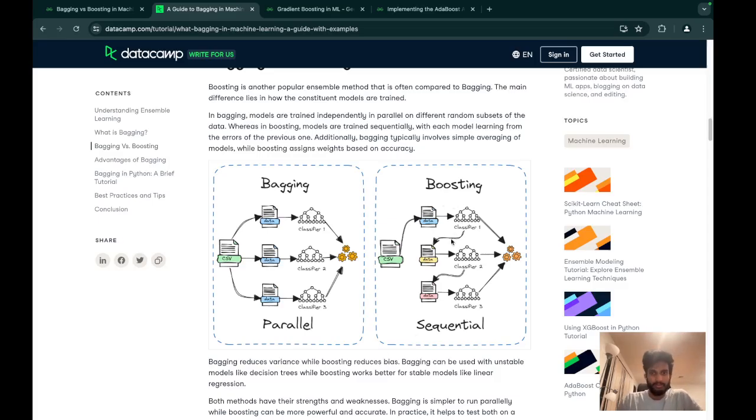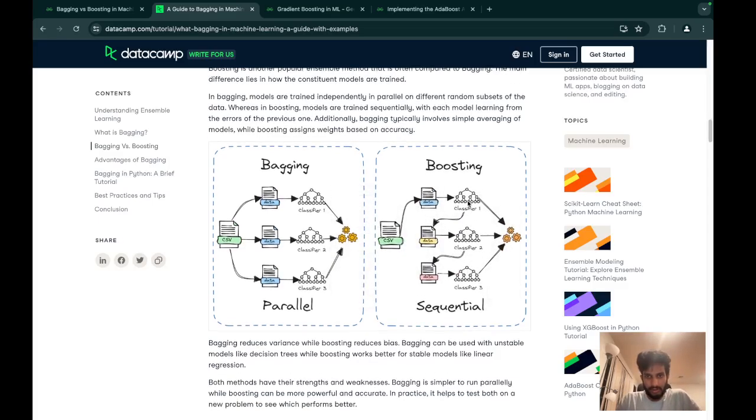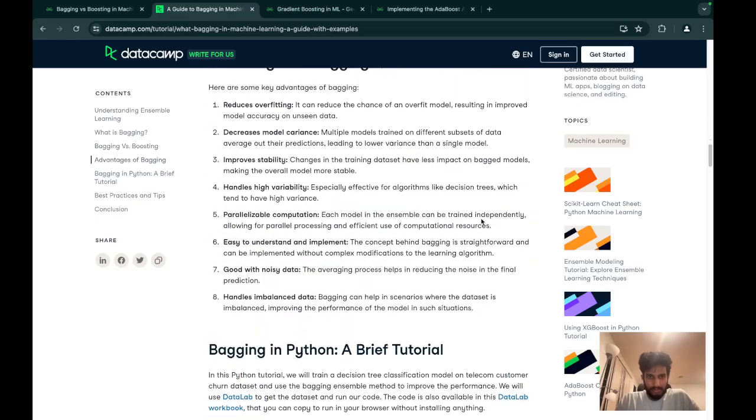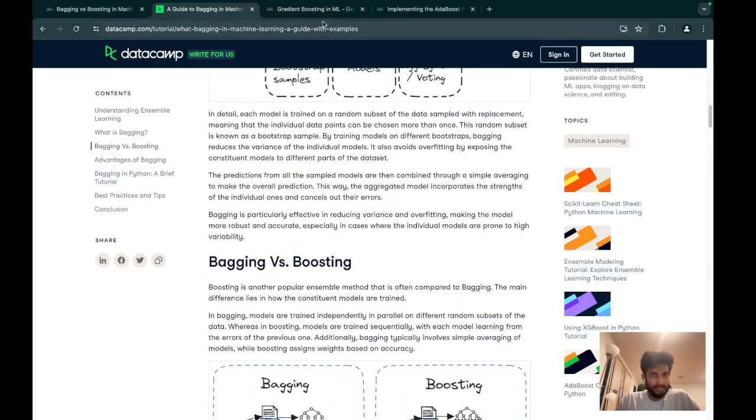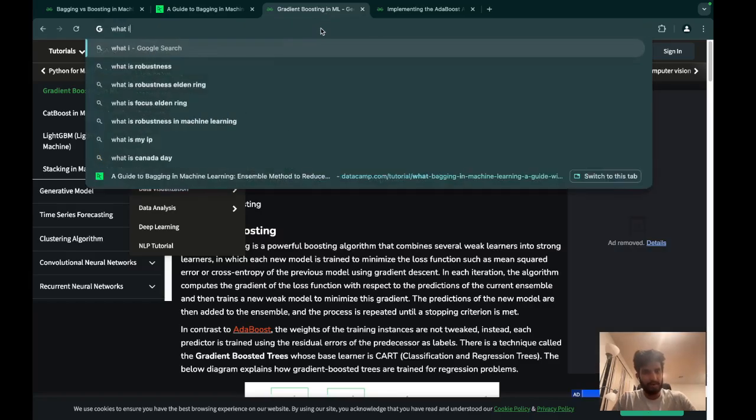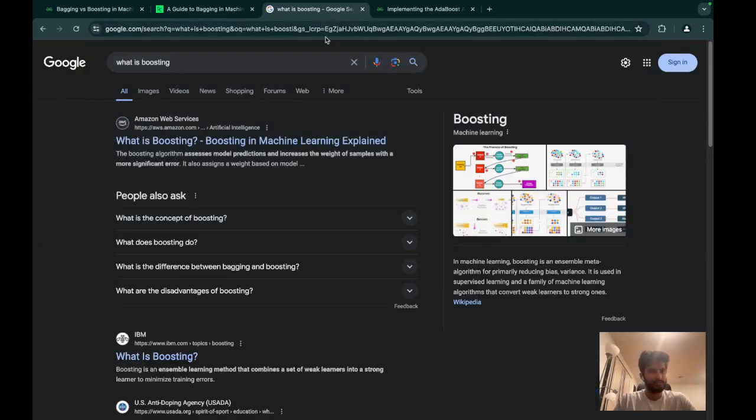Wow, this is an amazing image. It kind of gives us what boosting actually means. Before we go there, let's see actually if we have what is boosting somewhere.